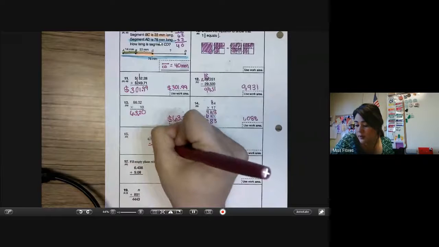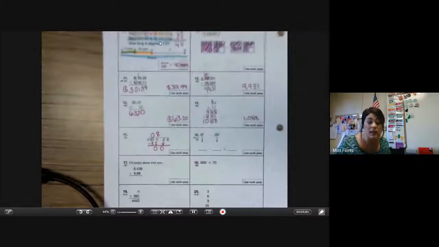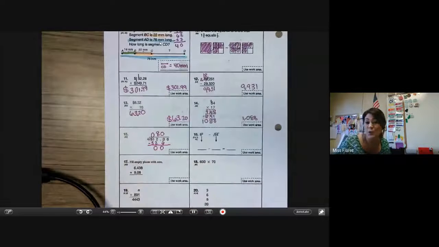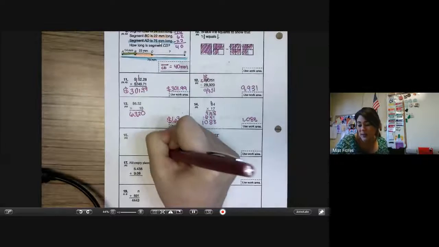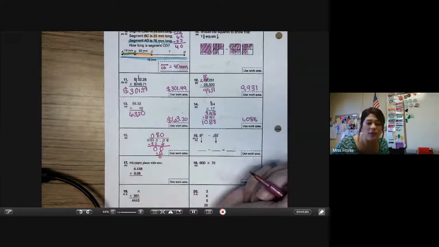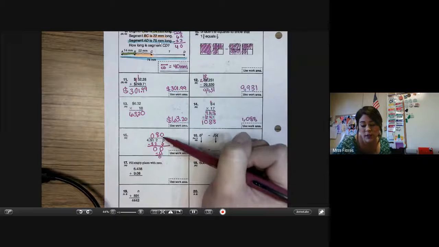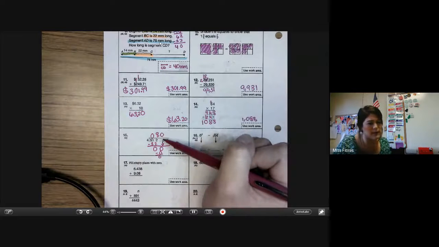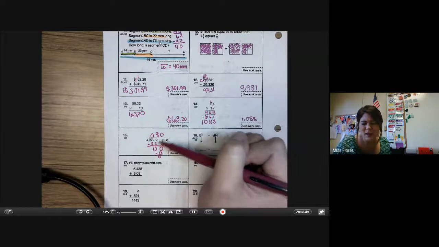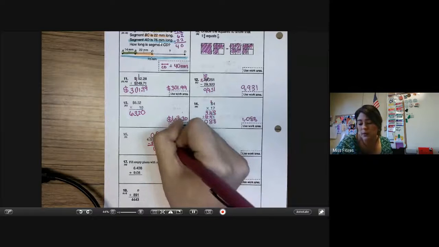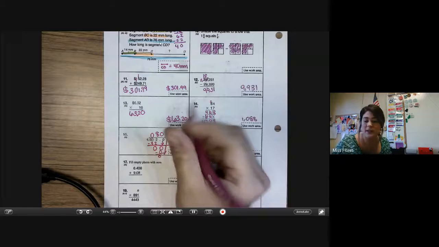Then the 0 comes down and 4 goes into 0 times. Then you multiply. Yes, you might think, Ms. Flores, why do I have to do that? That's so easy. The reason why we have to do that is because if we don't add our 0 up here, then it's going to be a wrong answer. We're not going to get the correct answer that we need. So we need to make sure we work through all the numbers, even if it is a 0.